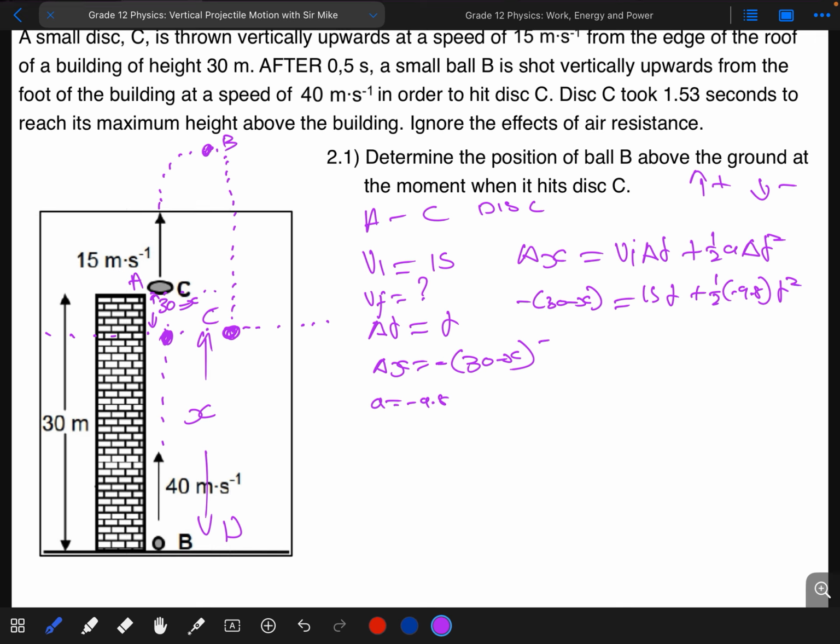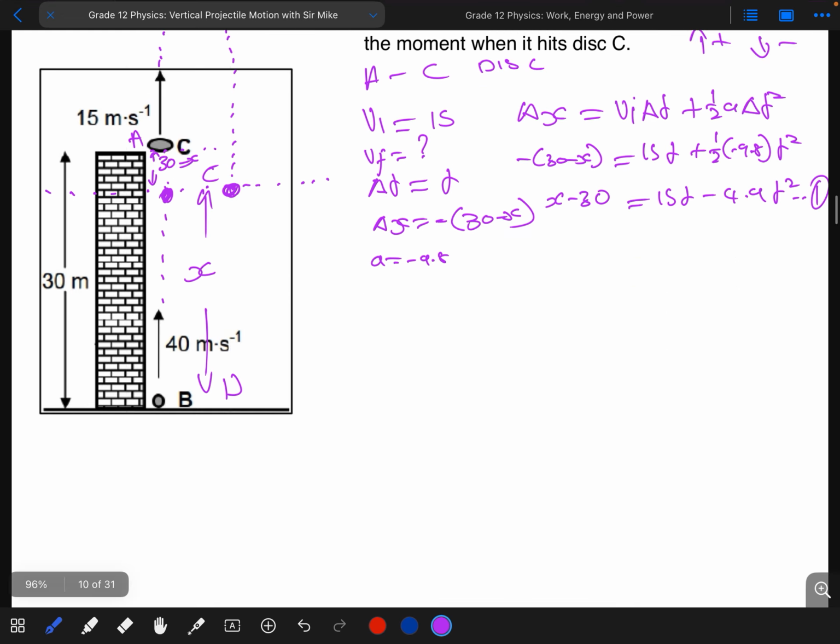So this simply becomes x minus 30 equals 15 t minus 4.9 t squared. I'm going to let this be my first equation.